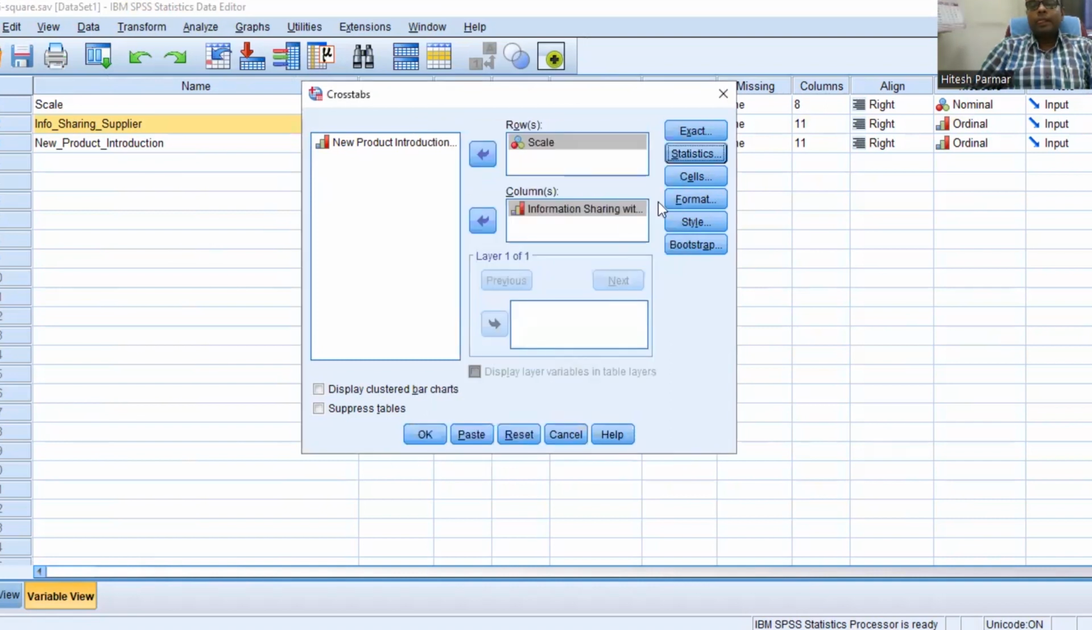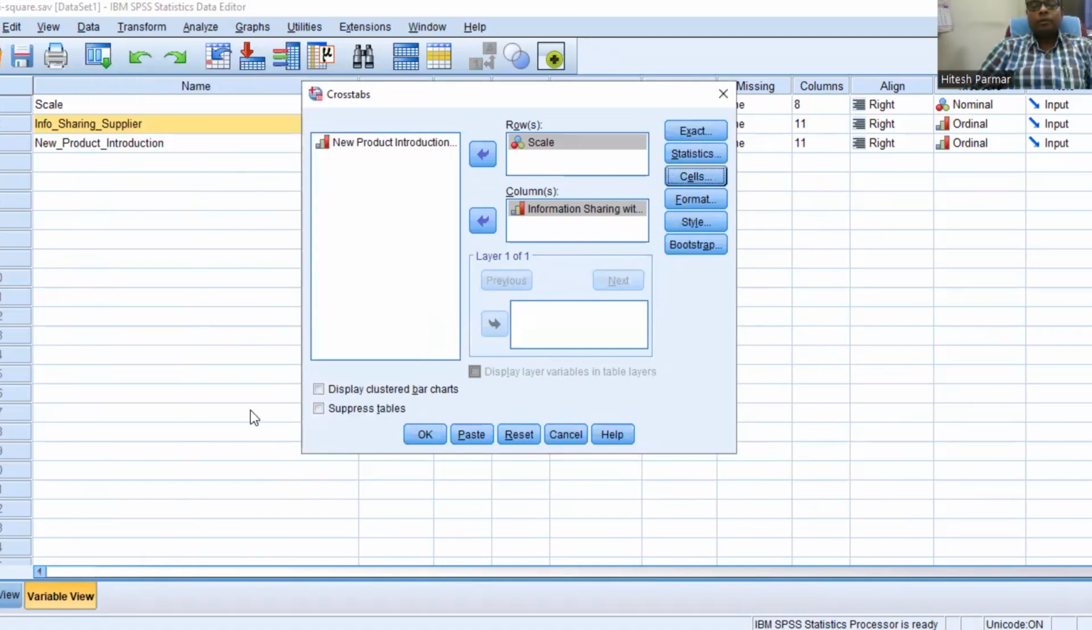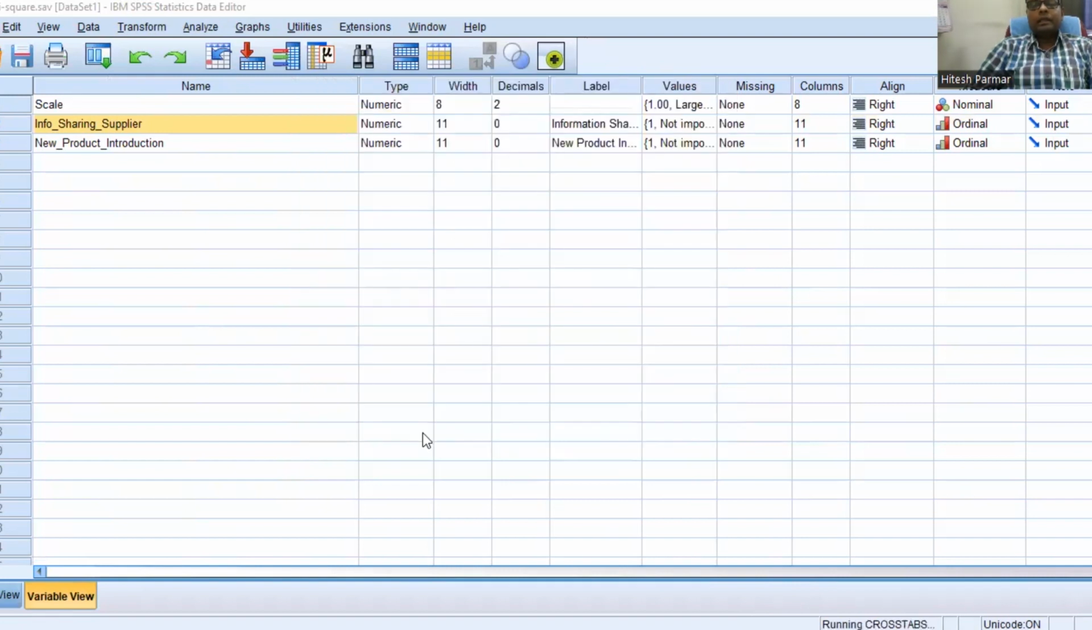Then continue. In terms of cells, we need to click on expected count. Observe it is already there. Then percentage, row percentage. We click on continue, and then click on OK. Once we click OK, the result is available in our output window. Let me share my output window.